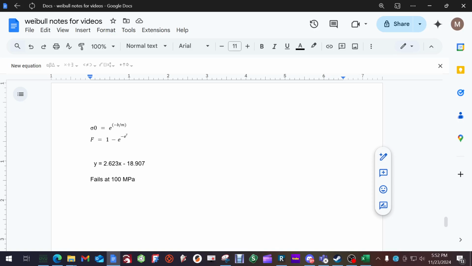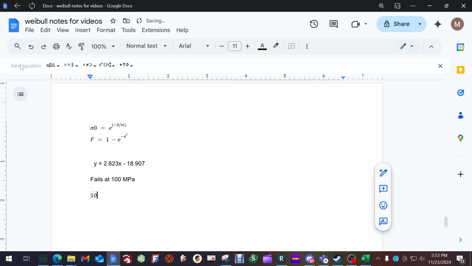Anyway, okay, so we know our equation of the line. We know what beta is. We know we're going to let's say 100 is equal to, this is our sigma f value. I'm going to have to do an equation for this. All right.